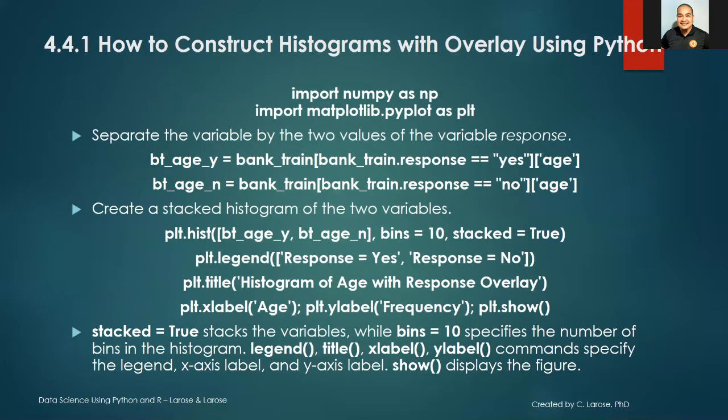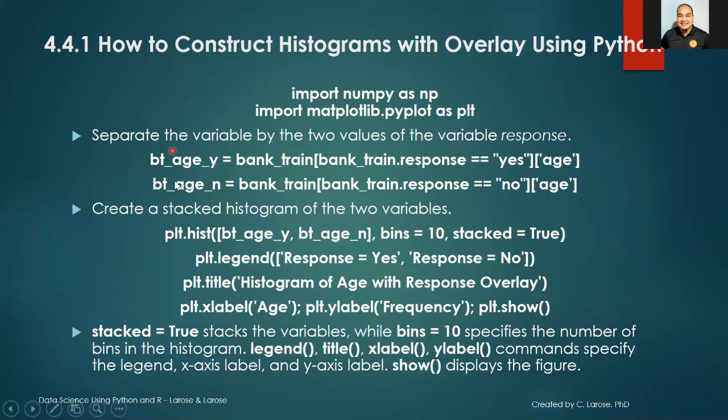To construct the histogram, we first load the required packages. Import NumPy as np, import matplotlib.pyplot as plt. Separate the variable you want to graph by the overlay you want to see. Since we are creating a histogram of age using an overlay of response, we separate the variable age, bank_train age, by the two values of the variable response. Save each piece as its own variable.